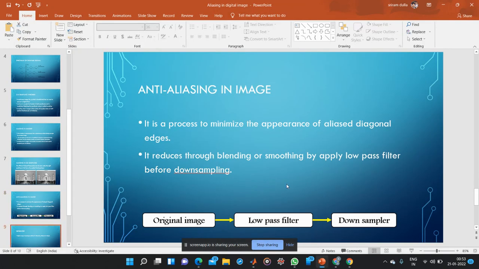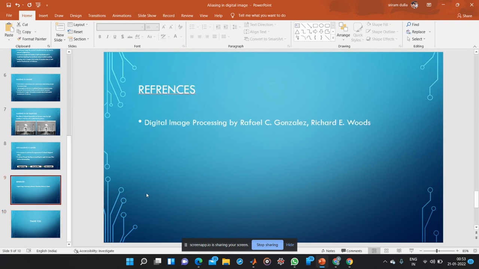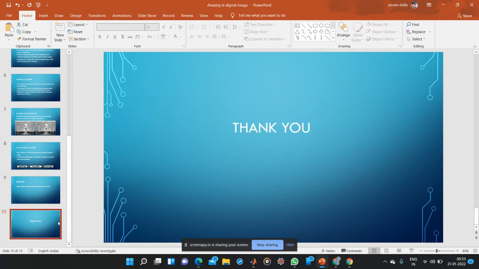This is how we can get the sampling frequency. This is the reference, the standard textbook, Digital Image Processing by Gonzalez and Woods. So thank you.